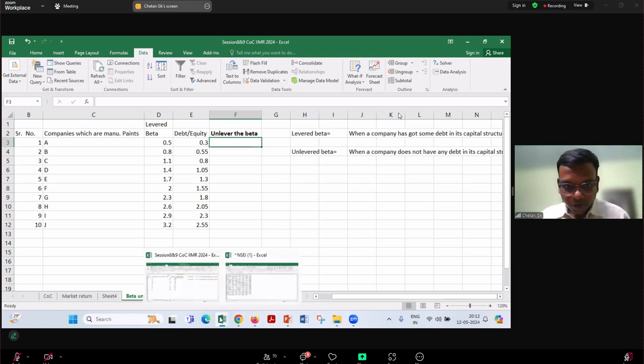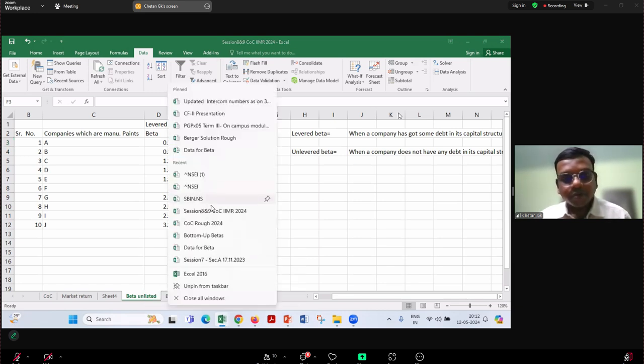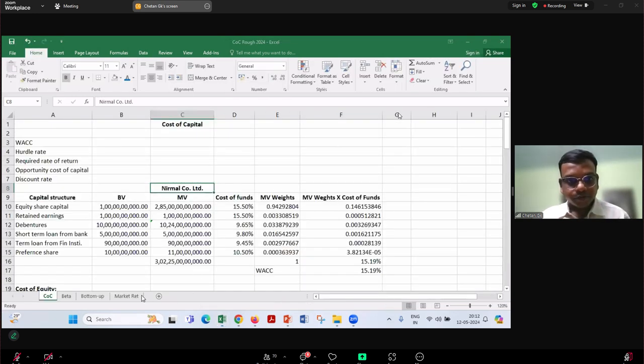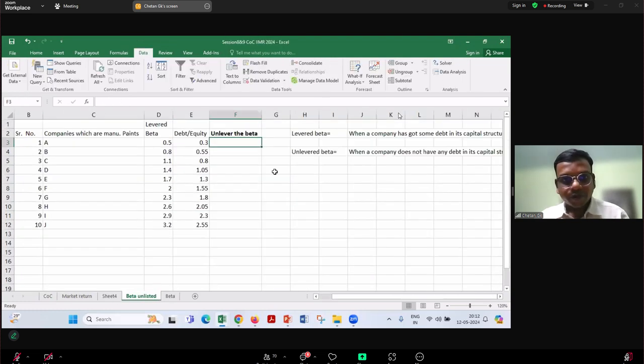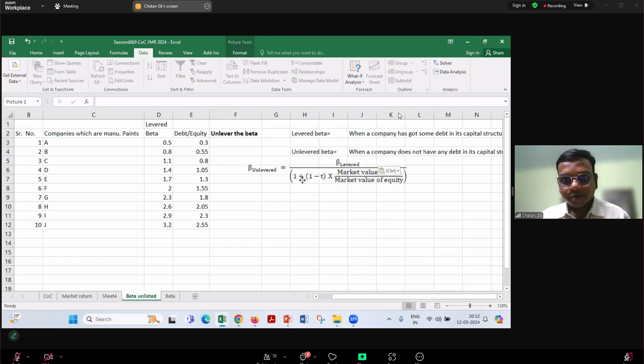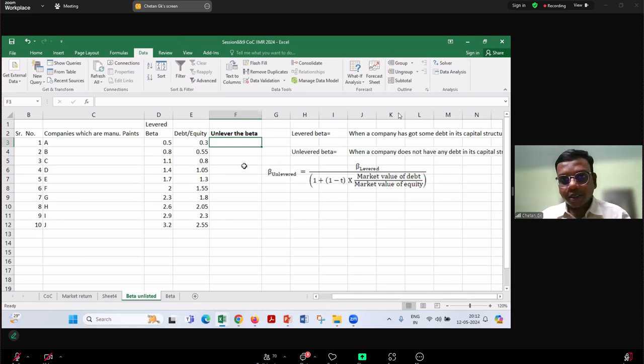So I just go to one more sheet out here. I'll pick up the equation. Okay, so this is the equation. I'm just copying this from the other sheet and pasting it. So how to compute unlevered beta? Beta levered divided by 1 plus (1 minus t) multiplied by market value of debt divided by market value of equity. That is debt by equity.